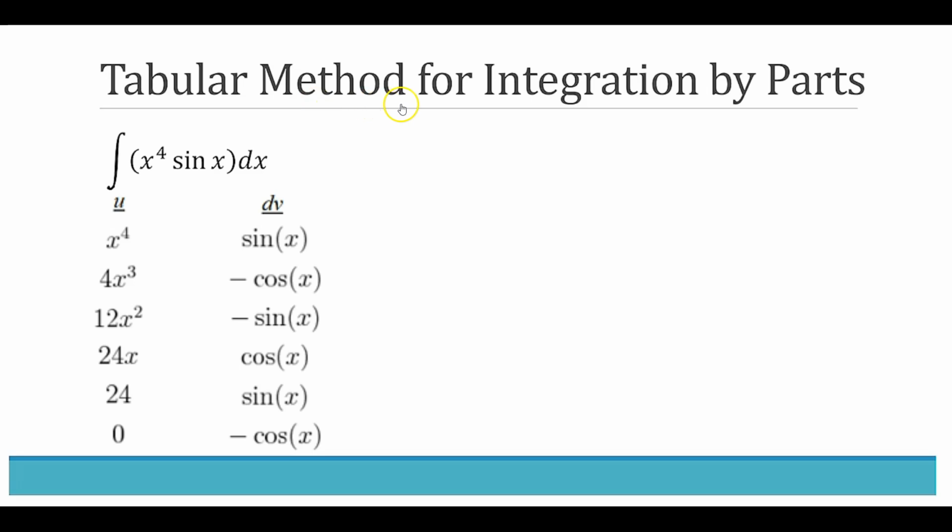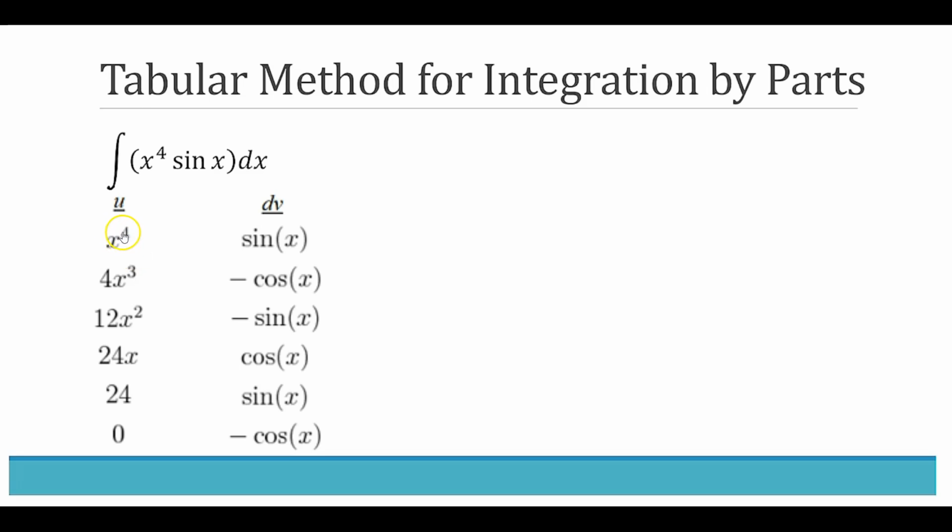Now we have the tabular method for integration by parts. So when trying to evaluate the integral of x to the fourth sine x dx, this is going to require multiple integration by parts. So the strategy is we still have to pick a u and a dv. So our u is x to the fourth and our dv is sine x. And we make sure and put those on the same line horizontally. And I apologize for these being kind of blurry.